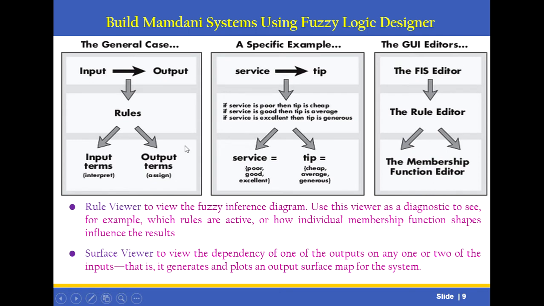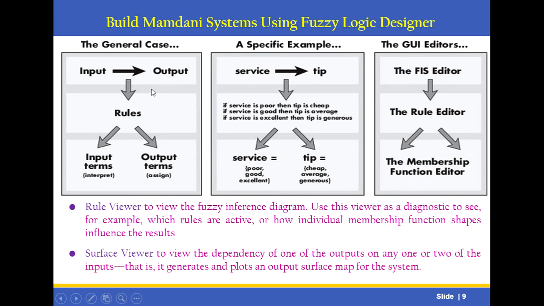The rule viewer is used to view the fuzzy inference diagram. Use this viewer as a diagnostic to see, for example, which rules are active or how individual membership function shapes influence the result. Then the surface viewer is used to view the dependency of one of the outputs on any one or two of the inputs. It is generated and plots the output as a surface map for the entire system. These are input and output rules. This is input terms, and these are output terms.